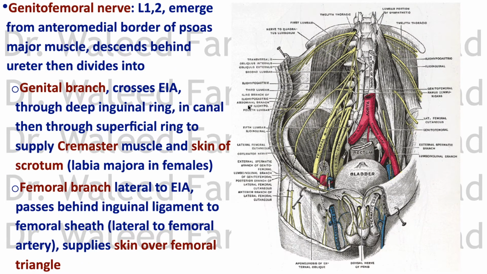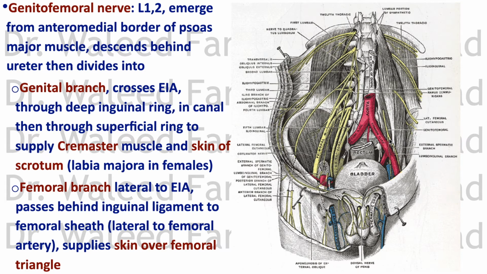The genitofemoral nerve, on the other hand, L1 and 2, emerges from the anteromedial border of the psoas major. As you can see here, it's on the psoas major, with the ureter and the gonadal vessels on top, superficial to it. The ureter is between the genitofemoral nerve deep and the gonadal vessels superficial. Now it descends and divides into genital and femoral branches.